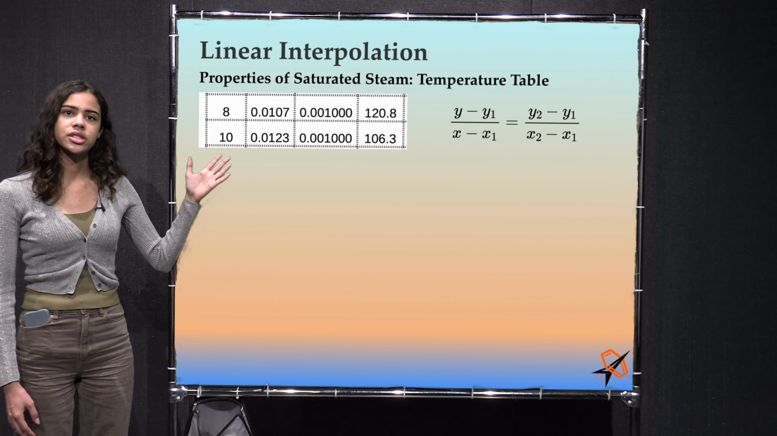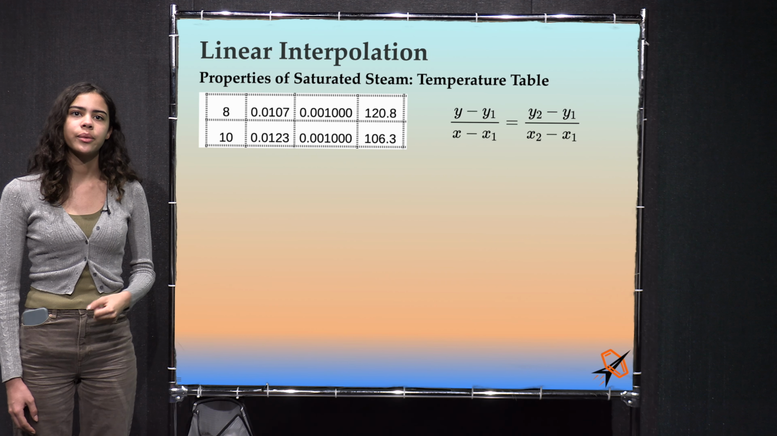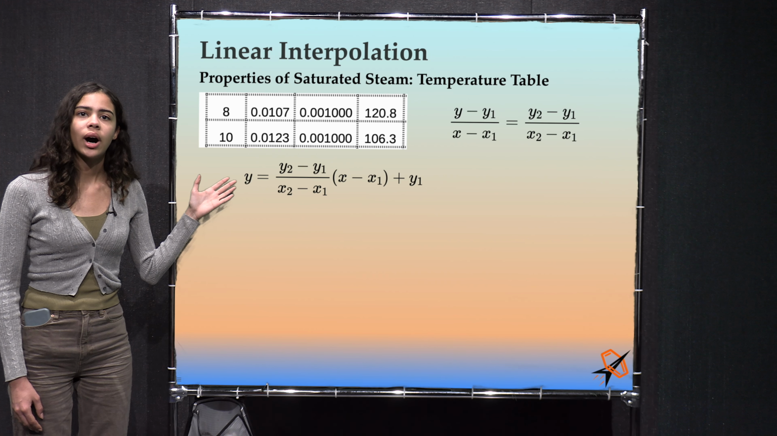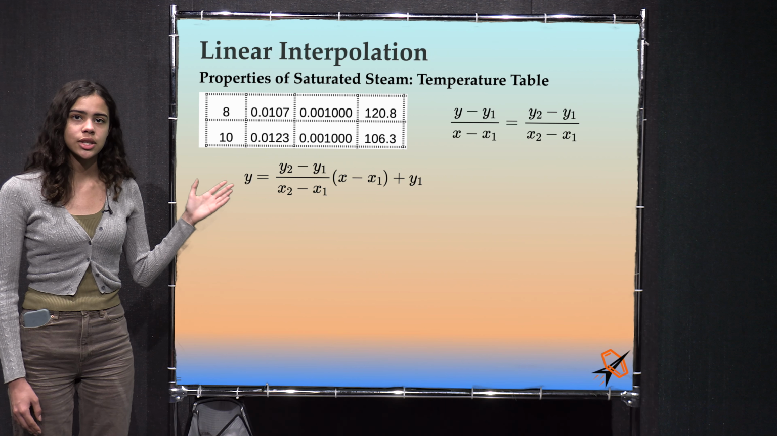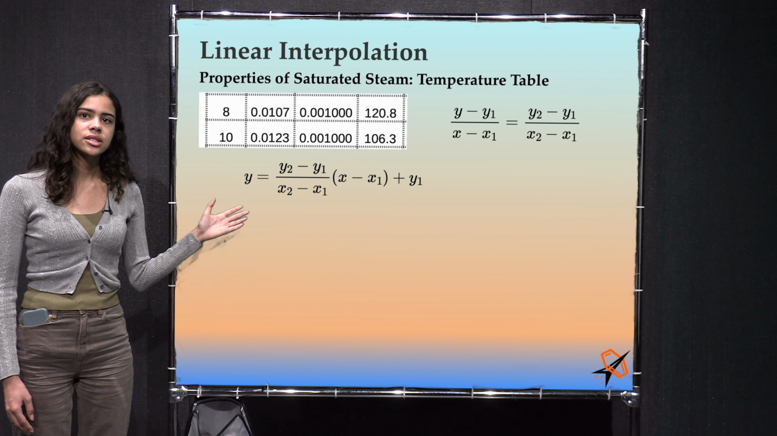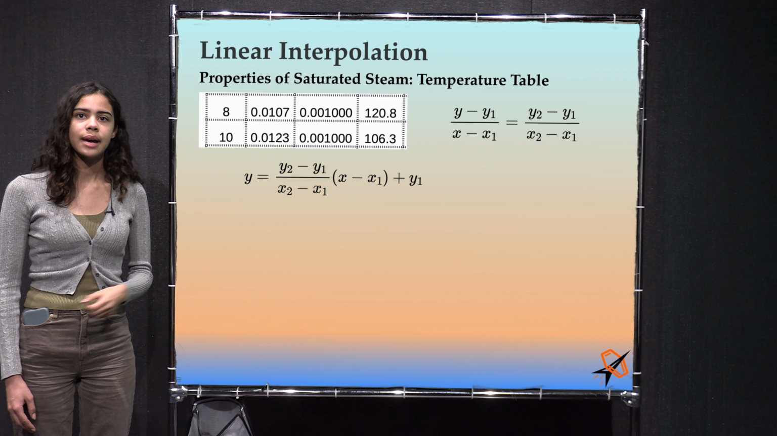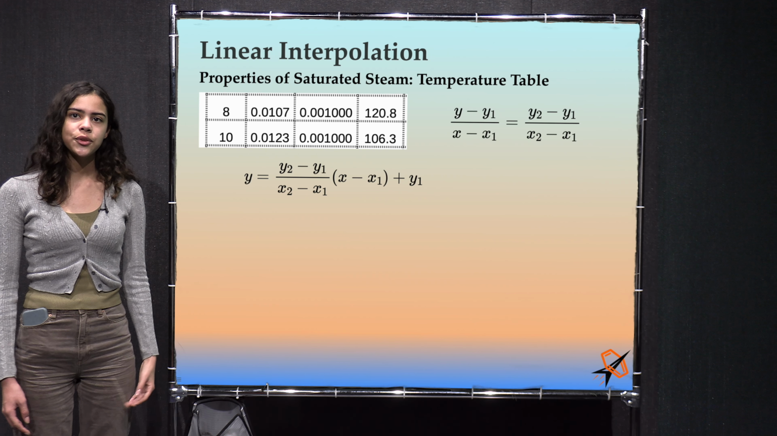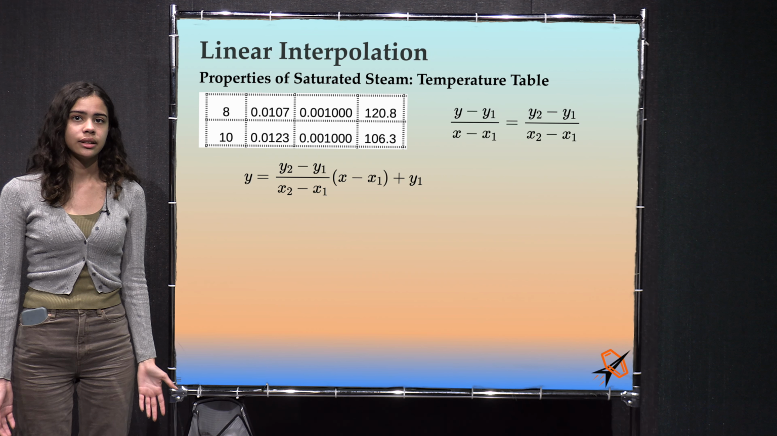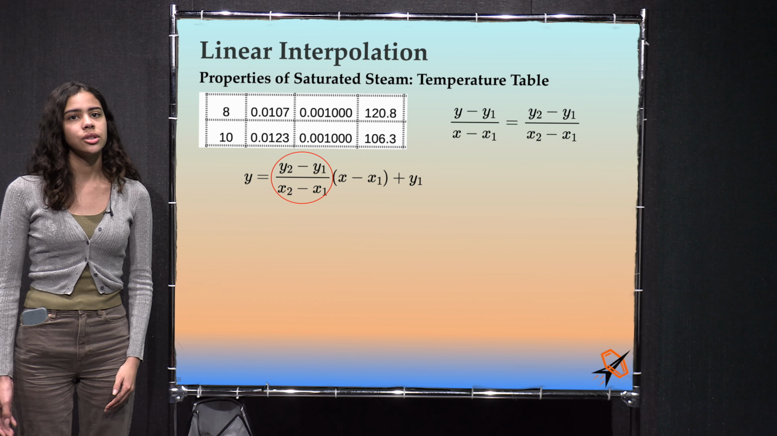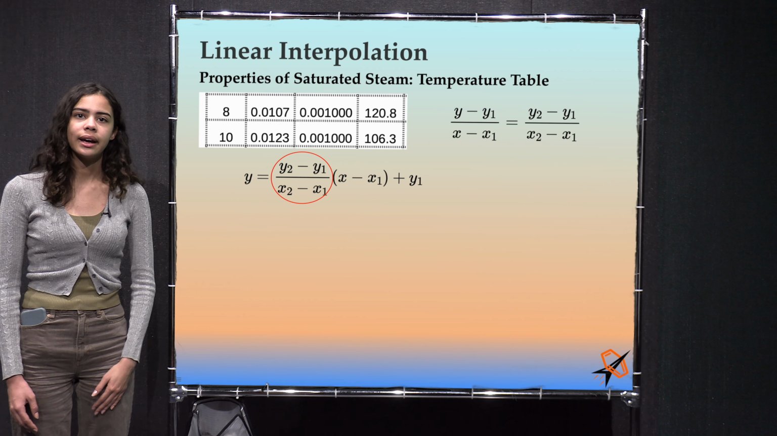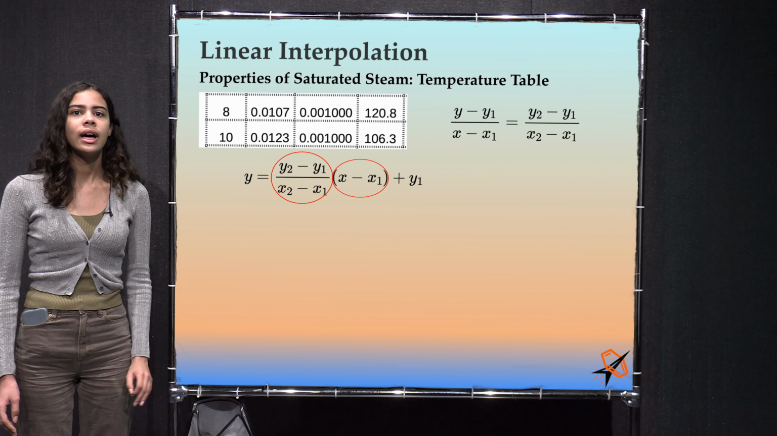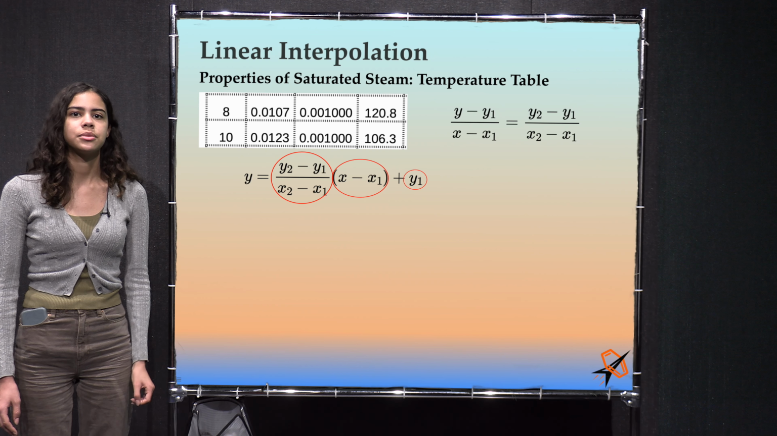Rearranging the equation and solving for y, which is the value that we're trying to interpolate for, we get the following formula. y equals (y2 minus y1) over (x2 minus x1) times (x minus x1) plus y1. If you think of it in terms of the equation of the line, we have the slope (y2 minus y1) divided by (x2 minus x1) times our independent variable (x minus x1) plus the intercept y1.